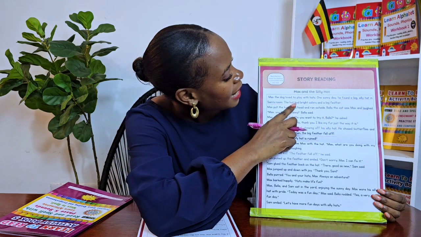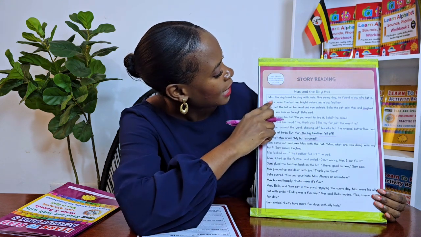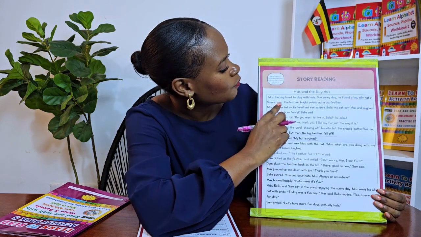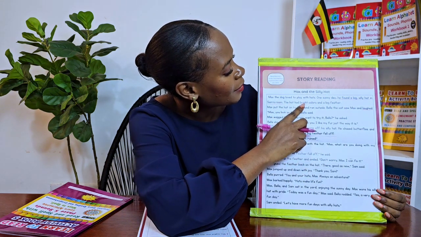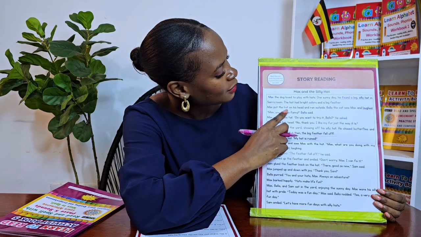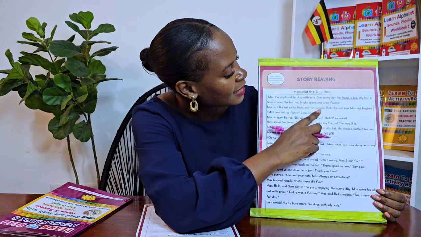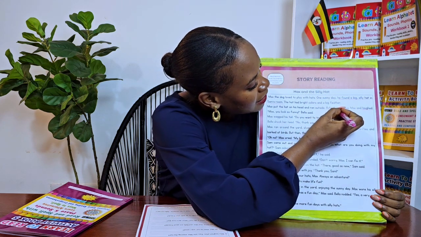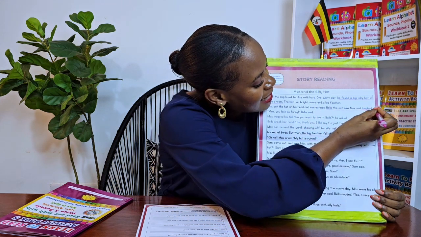The hat had bright colors. Okay, I can go a little bit up here. One sunny day, he found a big silly hat in Sam's room. The hat had bright colors and a big feather. Max put the hat on his head and ran outside. Bella the cat saw Max and laughed. Who laughed? Bella the cat saw Max and laughed.